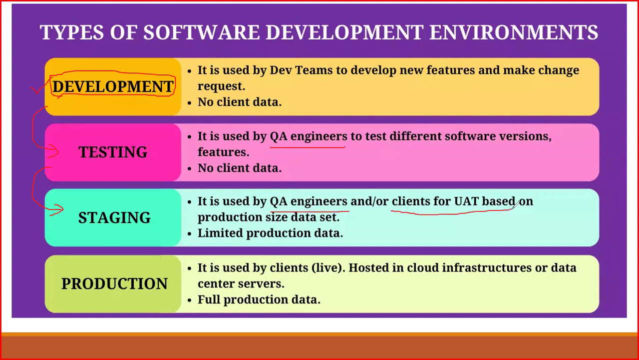In the staging environment, we have QA engineers as well as clients. Clients sometimes use the staging environment for UAT also. UAT means user acceptance testing. So for user acceptance testing purposes, the staging environment is used. Once everything is good here, the code is moved to production. This is the pattern. The production environment is the live environment where the end users access the application. In our case, we are going to work on an e-commerce application.